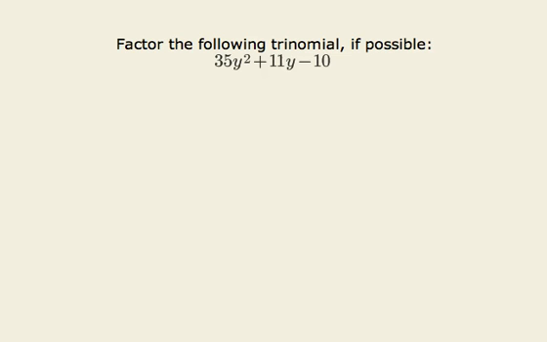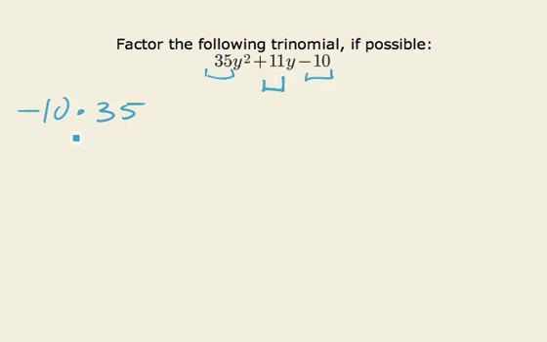Factor the following trinomial, if possible. We know that to factor a trinomial that has a leading order term that's not 1, one method that we can choose to use is to look at the product of that leading order coefficient and our constant term. So look at the product, -10 times 35, and try and come up with factors of that product that sum up to be our coefficient of our single variable term, so our y term.